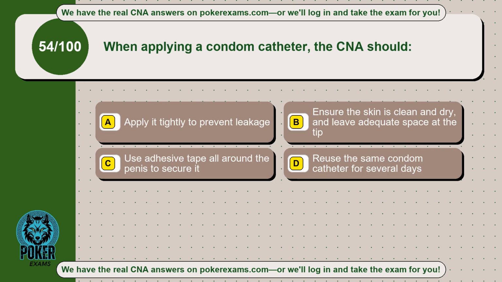Question 54. When applying a condom catheter, the CNA should: Option A. Apply it tightly to prevent leakage. Option B. Ensure the skin is clean and dry, and leave adequate space at the tip. Option C. Use adhesive tape all around the penis to secure it. Option D. Reuse the same condom catheter for several days.